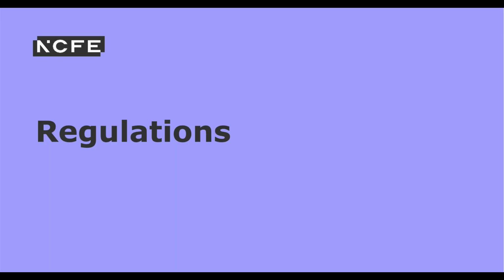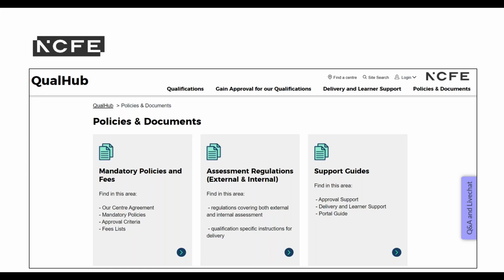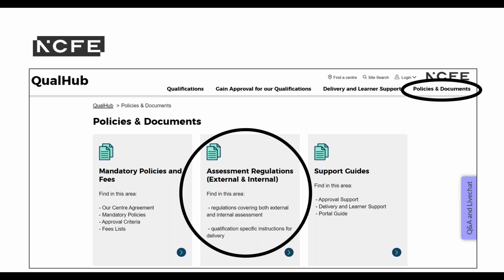Next then, I'll talk you through the external assessment regulations. On QualHub, there are 4 different tabs at the top of the page. And in the Policies and Documents tab is where you'll find the key documents, including the assessment regulations, and the regulations in this section are for the internal and external assessments.